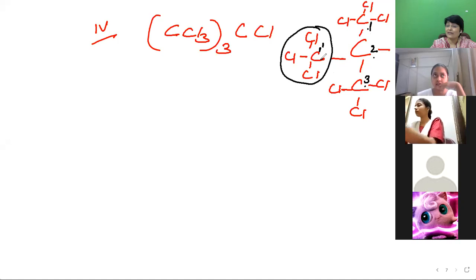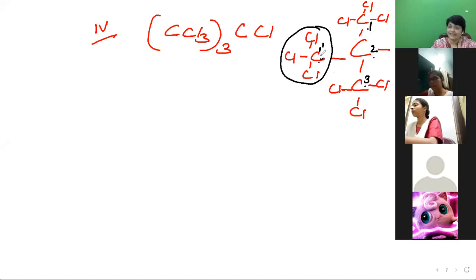CCl3. One dash. Trichloromethyl. Very good. One dash. Trichloromethyl. Name is going to be. Okay. One, two, three. We are going to write it like this.